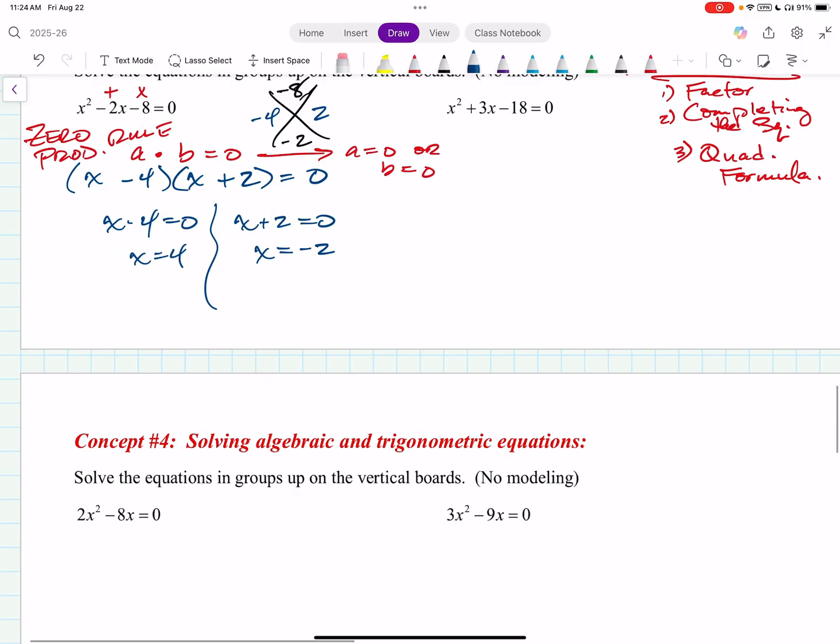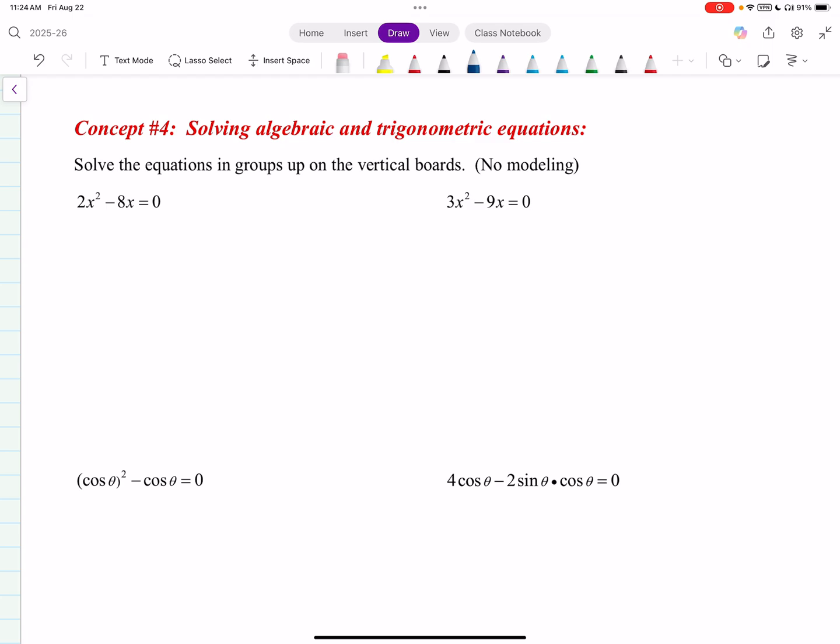So you do the second example. Let's go to concept 4. This is a different type of factoring. So notice that this quadratic here is missing the constant term. So what we want to do is factor out a common factor. So let's go ahead and do that.